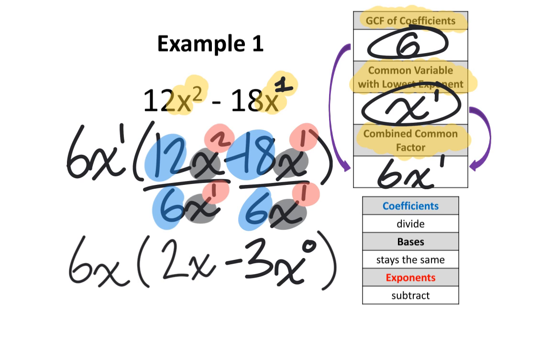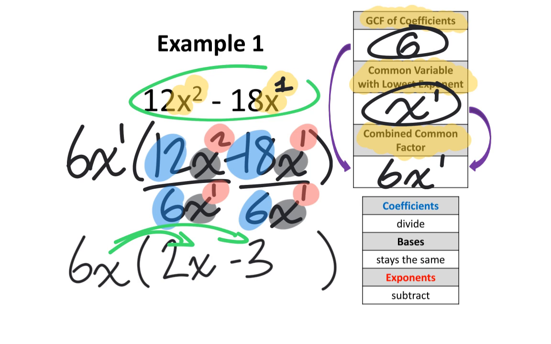Now, we haven't really learned this before, but anything to the power of 0 actually becomes 1, which basically means it cancels out. So this x to the power of 0 can be erased. Now, if you really wanted to check your work, you could use the distributive property and work backwards to get your original expression. And if you do, that means you've done this correctly.